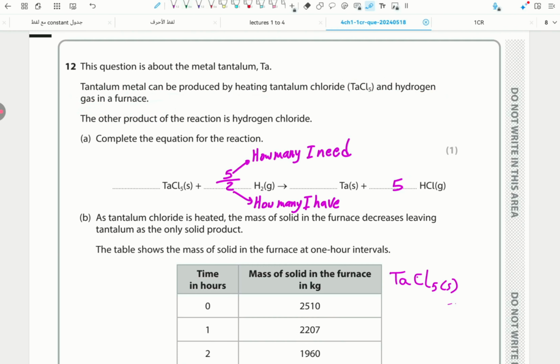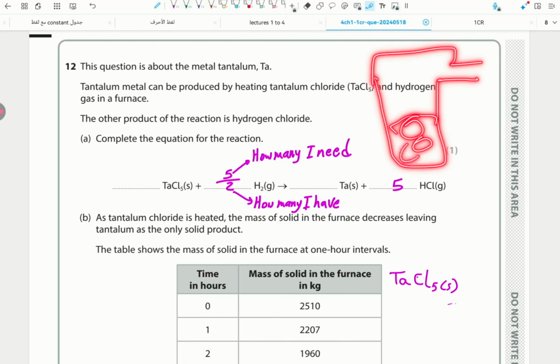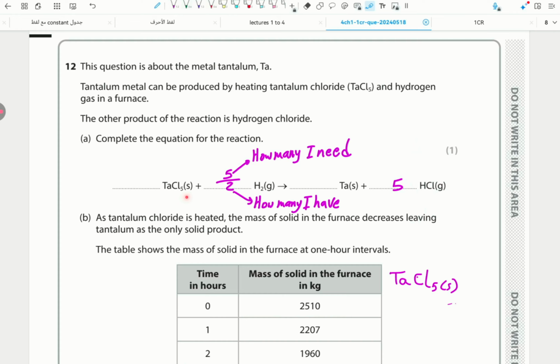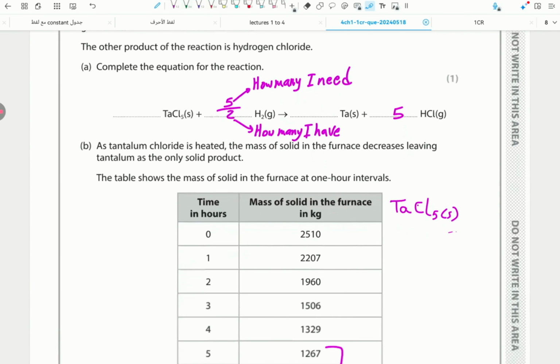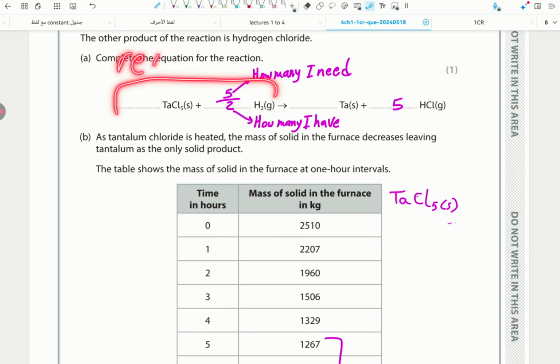A furnace, my friends, is an apparatus into which we put a chemical material. Here, this is the furnace, and here we put the chemical we want, and we set fire under it so that we heat it up. Here we heat the mixture, this solid chemical, tantalum chloride, with hydrogen, to receive tantalum and HCl. So those are reactants and those are products.